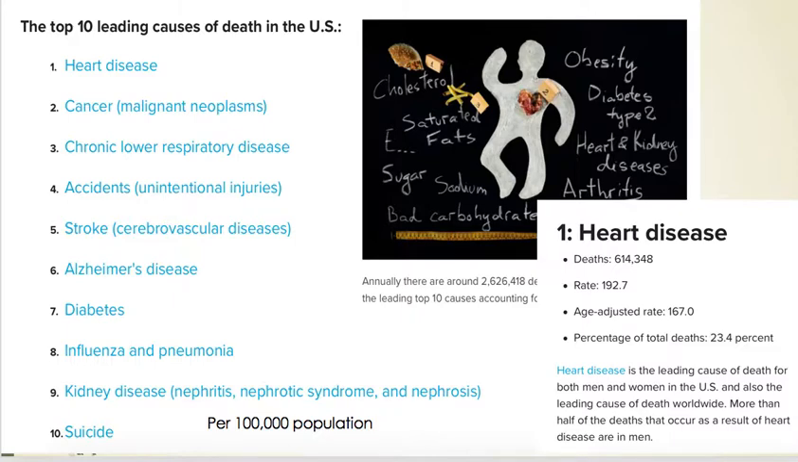So another statistical chart before we move on to prevalence, period prevalence, would be the top 10 leading causes of death in the United States. And death is, of course, an incidence rate, but we have heart disease, cancer, chronic lower respiratory disease, accident, stroke, Alzheimer's disease, diabetes, influenza and pneumonia, kidney disease, and suicide. And this is per 100,000 people.